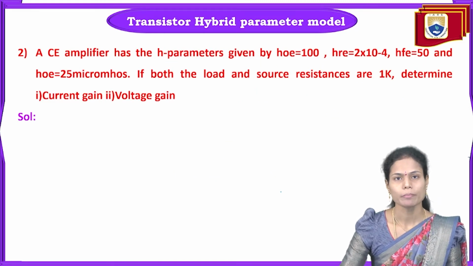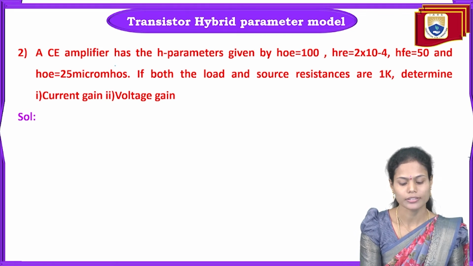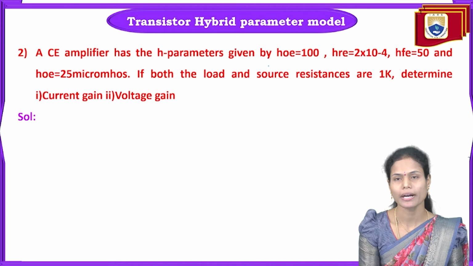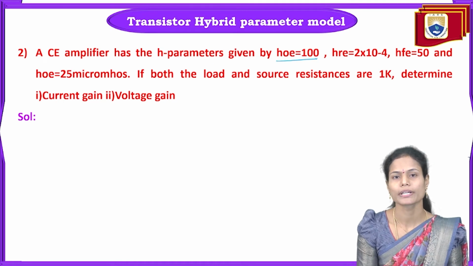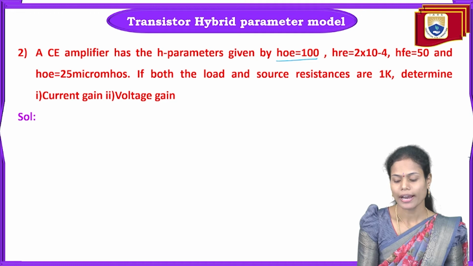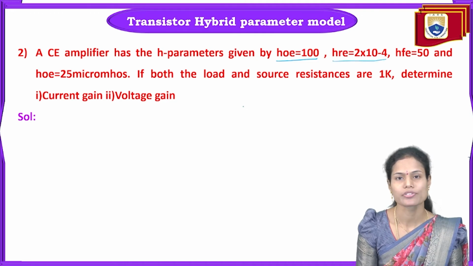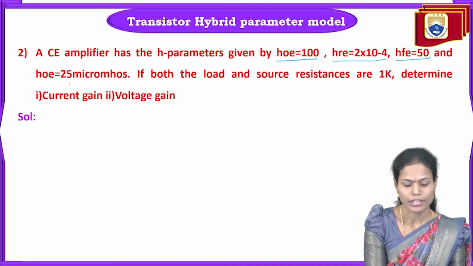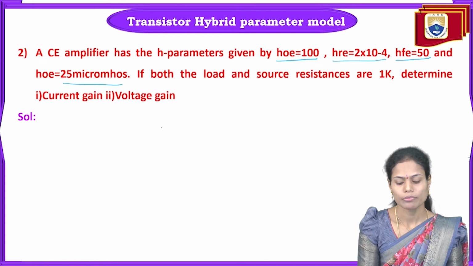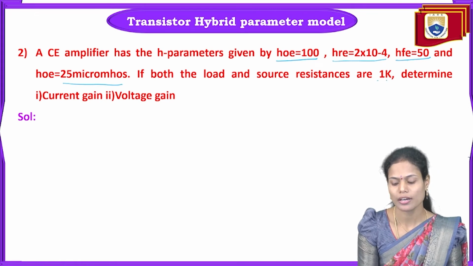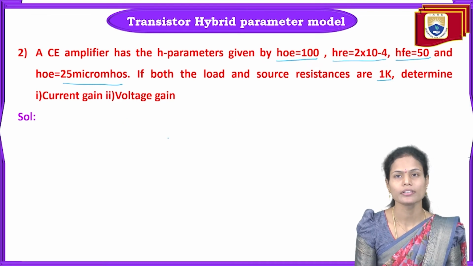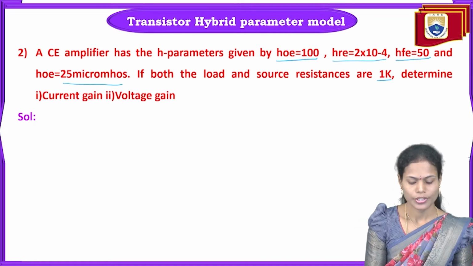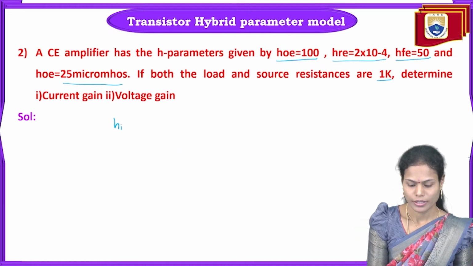Coming to the next problem: a CE amplifier has the H parameters given by HIE equal to 1000 ohms, reverse voltage gain is 2 into 10 power minus 4, the forward current gain is 50, and the HOE value is 25 micromhos. If both the load and source resistances are 1 kilo ohm, determine the current gain as well as the voltage gain of this given circuit. So here the given parameters I am writing: HIE equal to 1000 ohms.